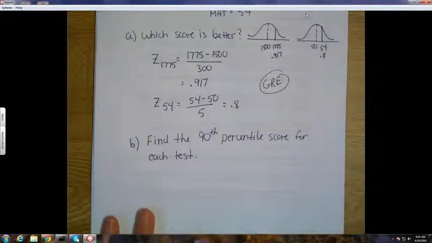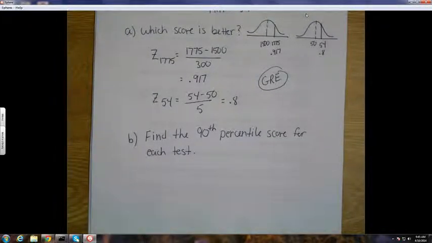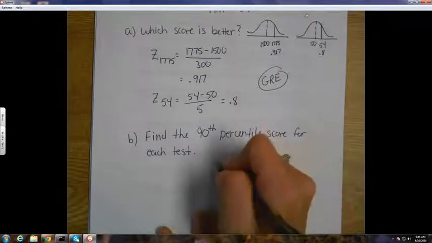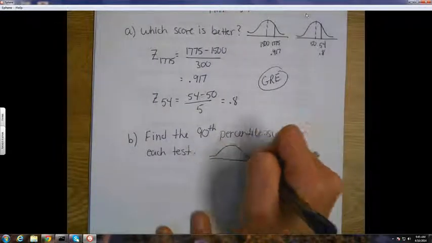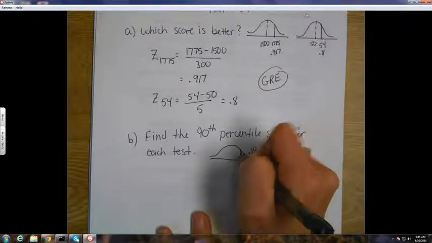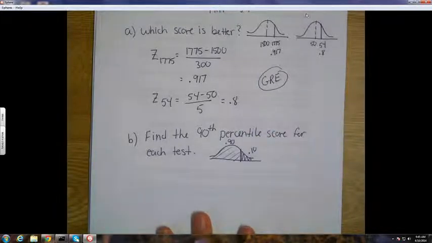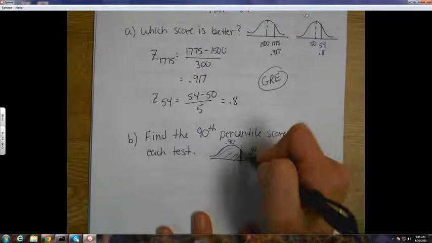Find the 90th percentile score for each test. Okay, what does it mean to be the 90th percentile? Top 10%. Well, how does that apply to my graph? Top 10% area. The 90th percentile is separating the top 10% from the bottom 90%. So I actually know both areas. Does that make sense? That's what that score is. I need the score here.